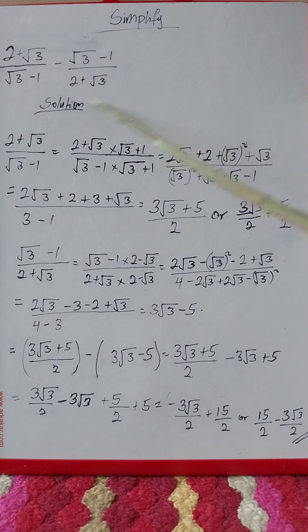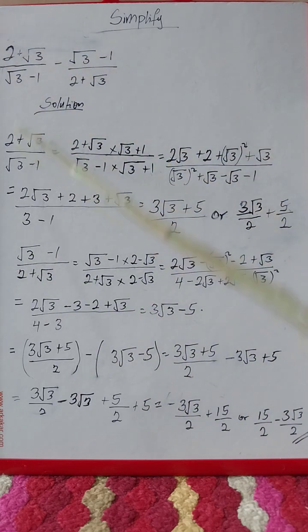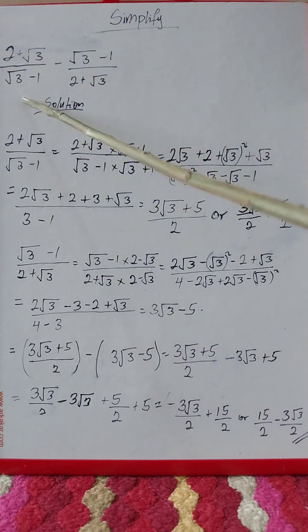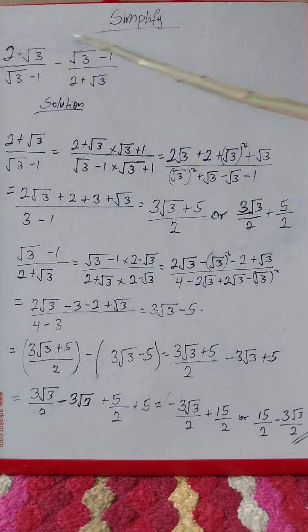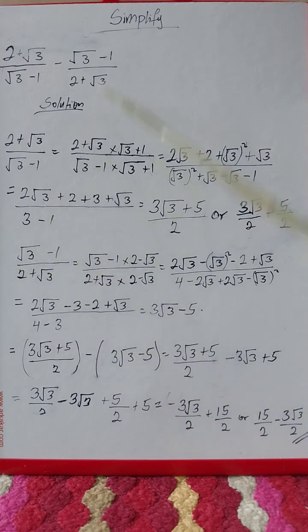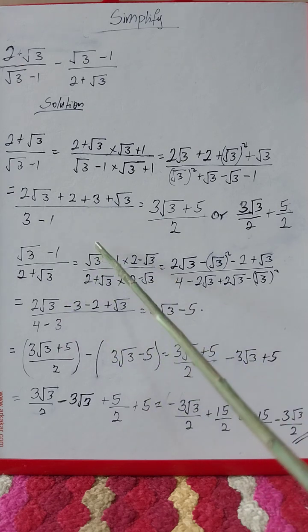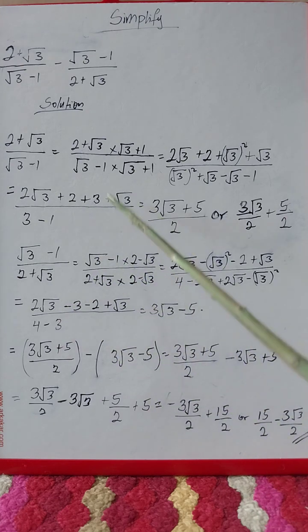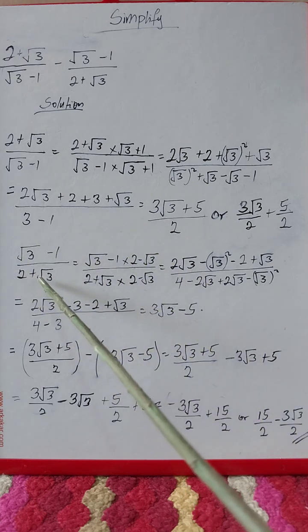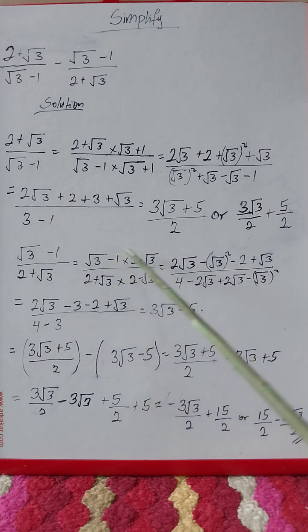So we pick the second term and solve for it as we did for the first term. Whatever we did for the first term, we do the same way for the second term. So here we pick the second term, root 3 minus 1 over 2 plus root 3, and we find the conjugate set, and we solve for it separately. We multiply it by both the numerator and the denominator.